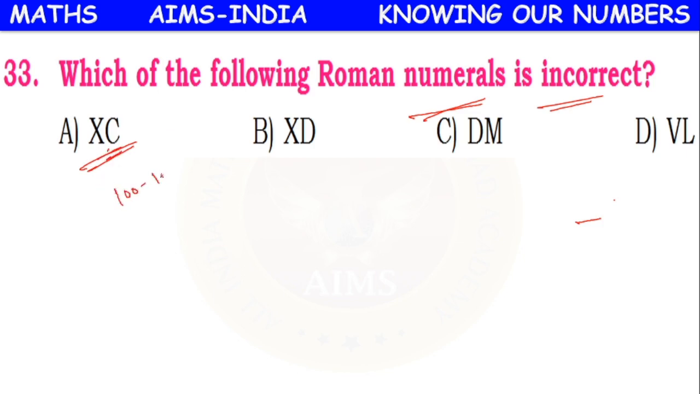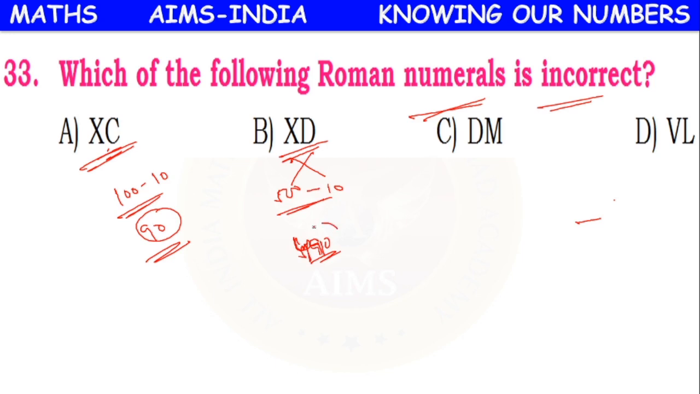So XC means 100 minus 10, 90. So XD, how much? X stands for 10, D stands for 500. So 500 minus 10, how much? 490.